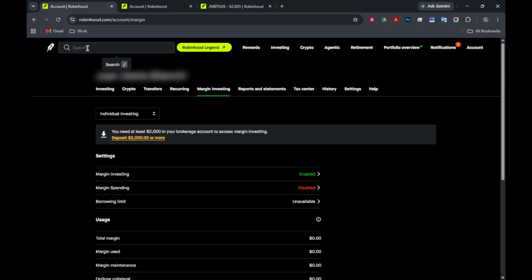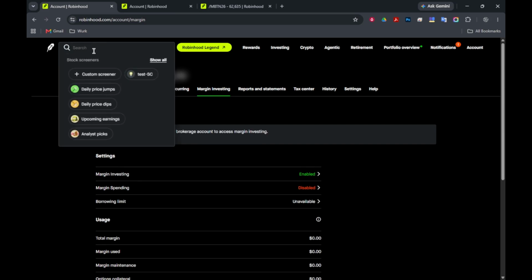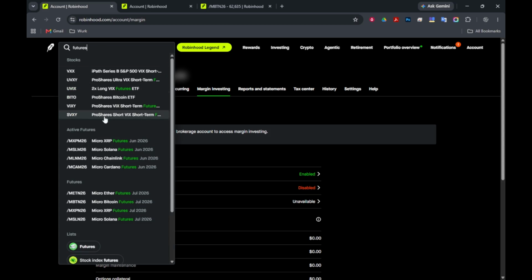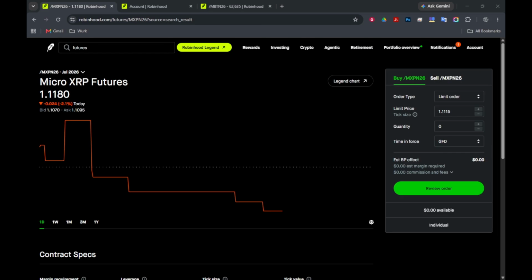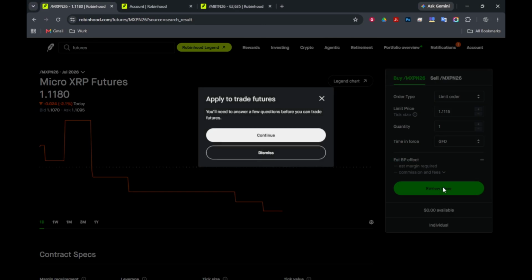Now, once you've confirmed your eligibility, it's time to open the futures application. Start by opening the Robinhood app on your device. Next, tap on the search icon. In the search bar, type in futures. Select any futures contract listed. Once you have it, tap on Trade, then choose either buy or sell. This action will initiate the futures onboarding process. It's a straightforward path that leads you directly into the application, making it easy to get started.